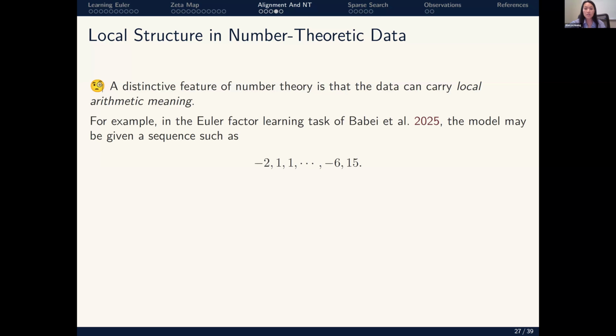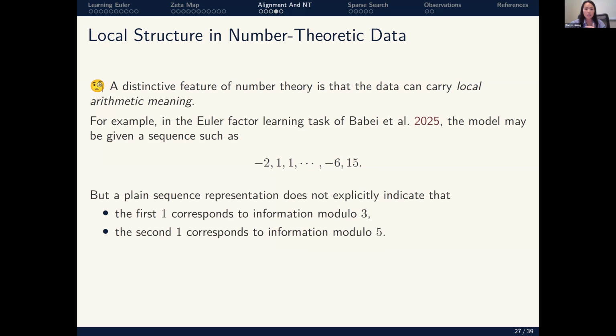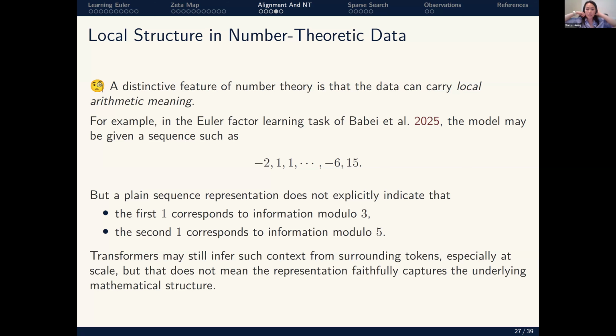For example, in the previous learning order factor example, even though the model is given a sequence, -2, 1, 1, and so on and so forth, the first one you see actually corresponds to information mod 3, but the second one you see corresponds to information mod 5. But the plain sequence representation does not explicitly tell you that. It's certainly possible that transformers can infer the context from the surrounding tokens and information, especially if you give a lot of data. But this doesn't mean the representation they learned will faithfully capture the underlying mathematical structure.